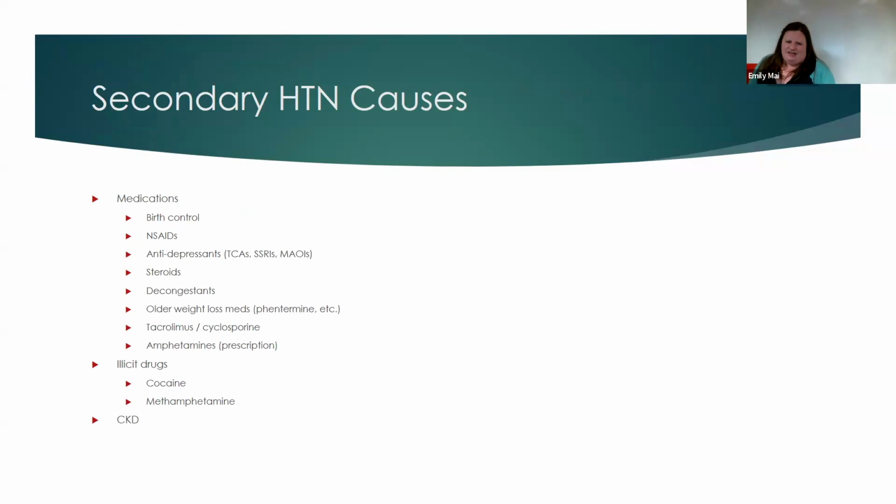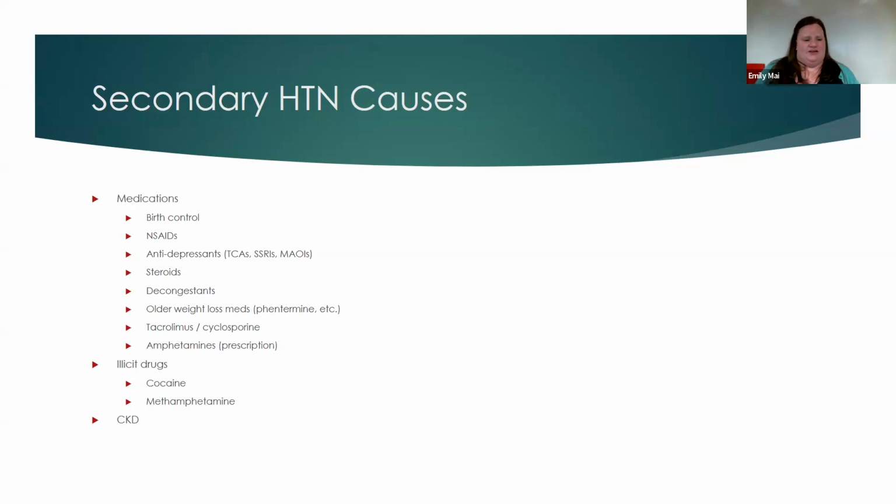Antidepressants, of these, the TCAs and SSRIs are the ones we use the most. MAOIs, I can't remember the last time I saw somebody on an MAOI, but theoretically. Steroids, something we often give here. Decongestants, we don't give them as much here, but often people are taking them at home. The older weight loss meds like phentermine, don't see a lot of those anymore. Tacro and cyclosporin, I didn't realize those two, that was new information to me. And then obviously if you're on ADHD meds, amphetamines. And then the illicit versions of amphetamines, your cocaine, meth.